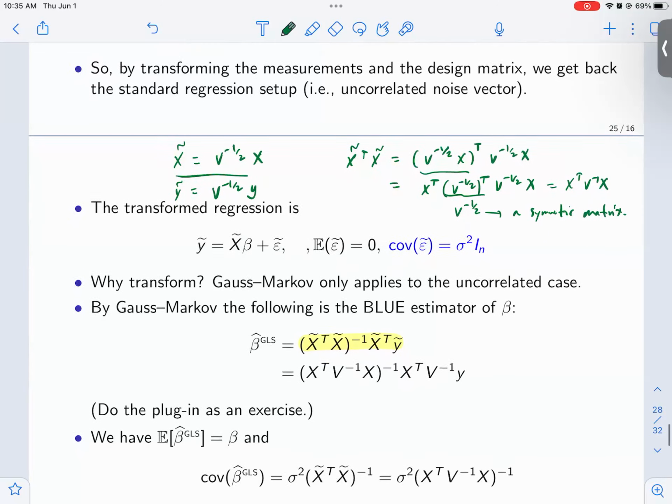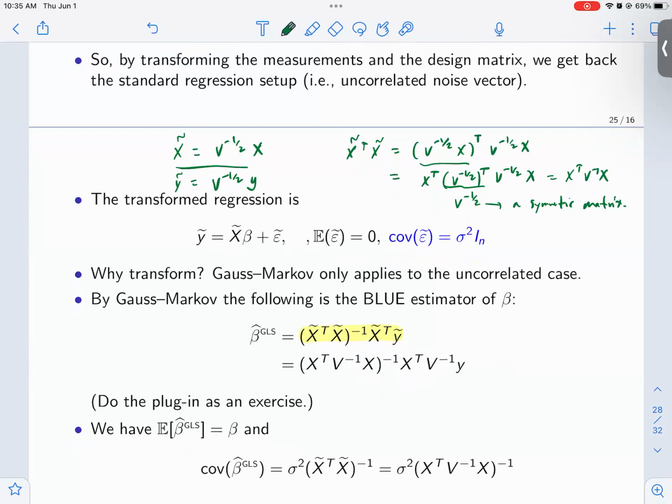Okay, so this is the OLS in the transform model, but the resulting estimator, if you view it as an estimator in the original model, is no longer OLS. This is called generalized least squares. The advantage is that because we are doing OLS in the transform model, it has all the nice properties.